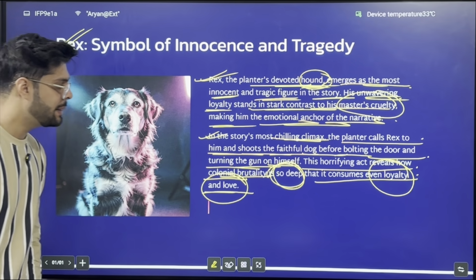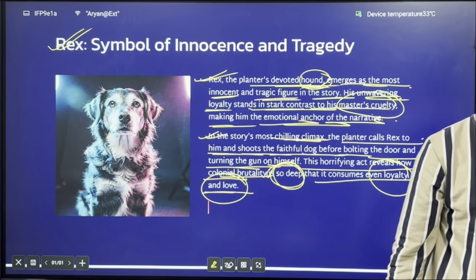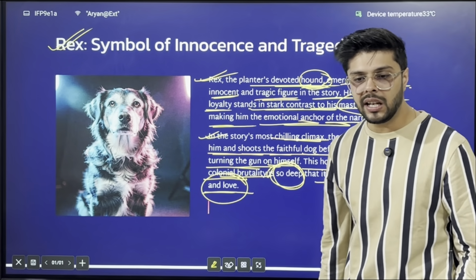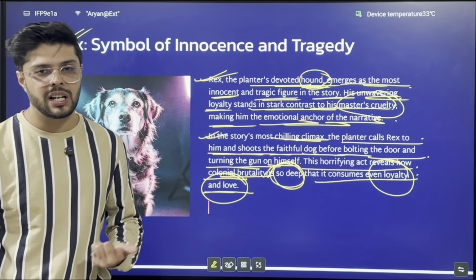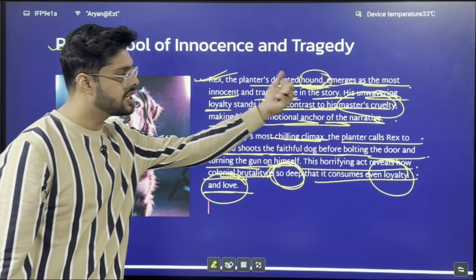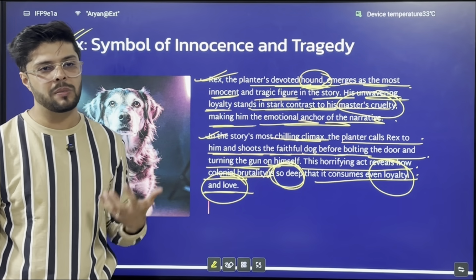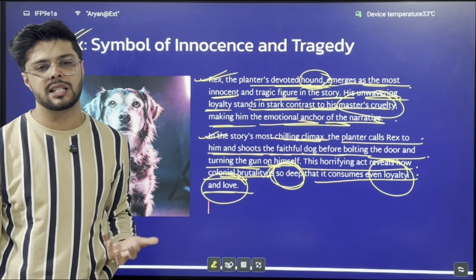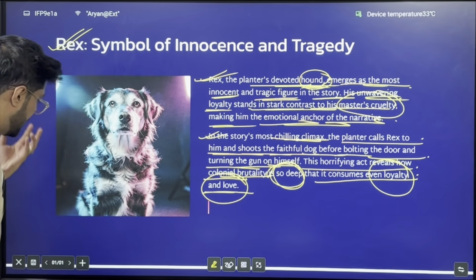Okay? Sometimes that thirst of power or desire to rule over is so deeply and deceptively corrupt that it not only consumes the person, it consumes loyalty, even the person whom you love, you are compelled to maybe take brutal steps against that person. And that is what the chilling climax part of the story is.